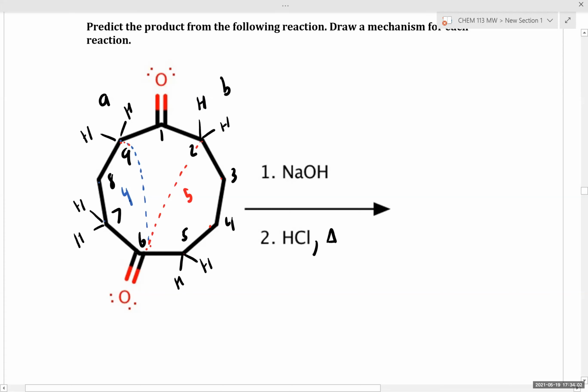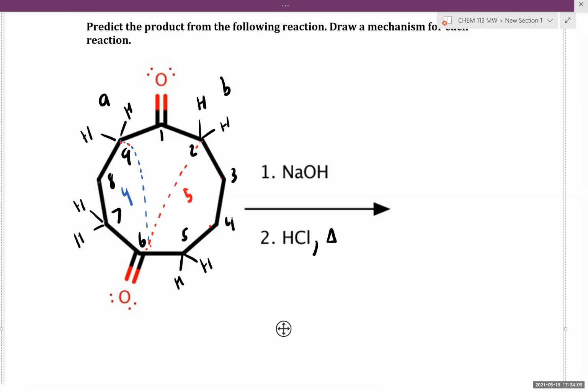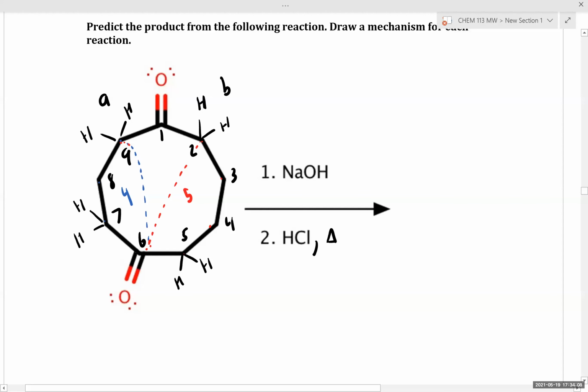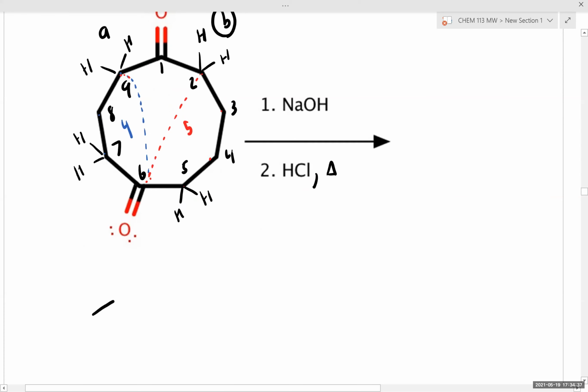So when we talk about intramolecular reactions and ring-forming reactions in general, is it easier to form a 5-membered ring or a 4-membered ring? Yep, the 5-membered ring is preferred. So then we're going to want to deprotonate at position B. Okay, so let's draw that out.